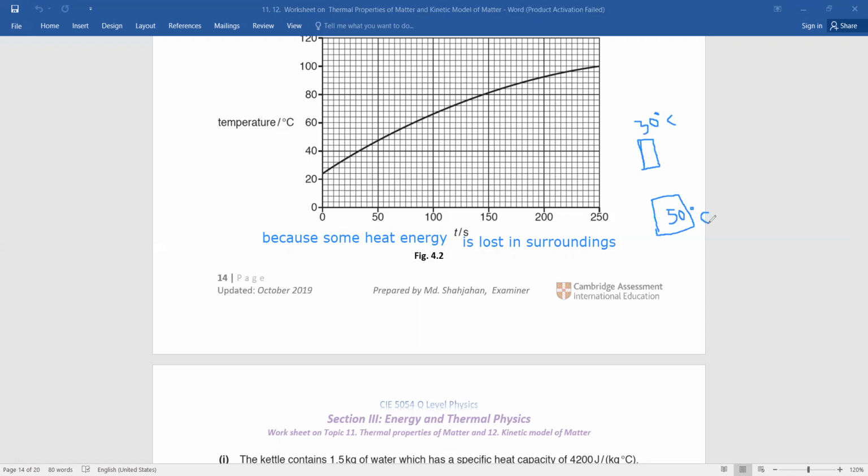So this hot object will lose heat to the surroundings until it reaches room temperature, right? The hot things always lose heat to the cold things, isn't it? Okay, then if you have another hot object like this one, you have 80 degrees Celsius.